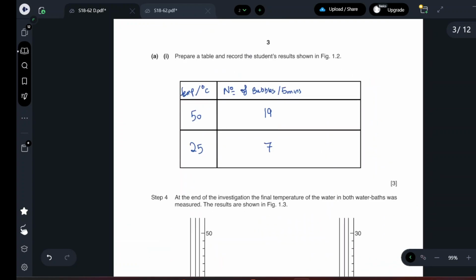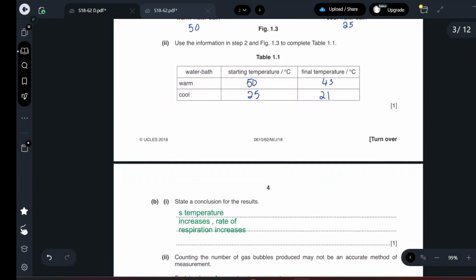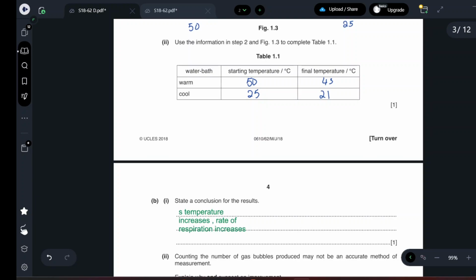Okay. State a conclusion for the results. Where do you get the conclusion? From the numbers in your table. As we can see, as the temperature increases, the number of bubbles increases, which means that the rate of respiration of the yeast is higher. As temperature increases, rate of respiration increases. Okay. Because of course the enzymes of respiration work faster.